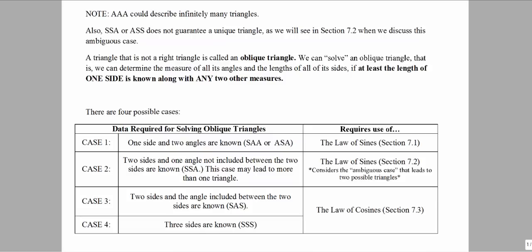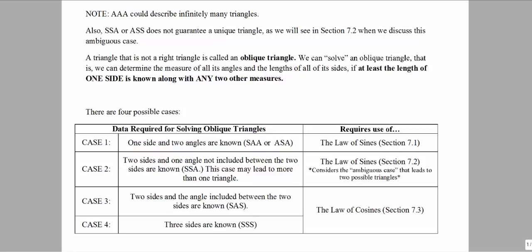If we are given side, side, angle, or angle, side, side in Case 2, this will lead to what we call the ambiguous case. That is not a congruence axiom, and ambiguous just means that the other side could be several things. It's not necessarily just one thing. We will use the law of sines in section 7.2 to solve the ambiguous case, or the case of side-side-angle. In Case 3, we will be given side, angle, side, and in Case 4, side, side, side.